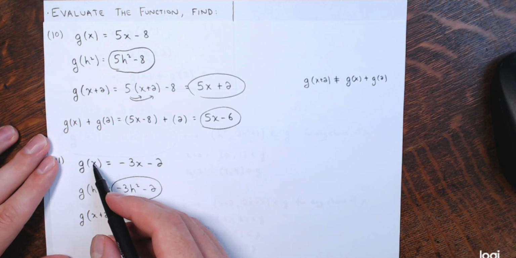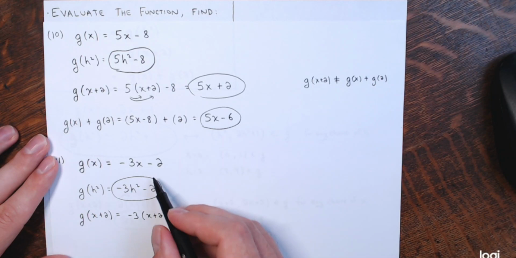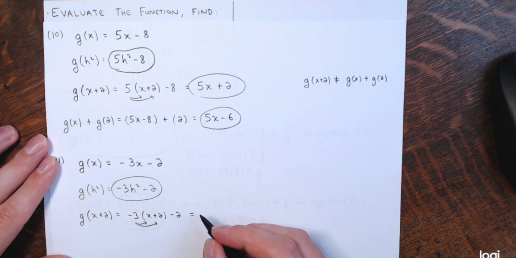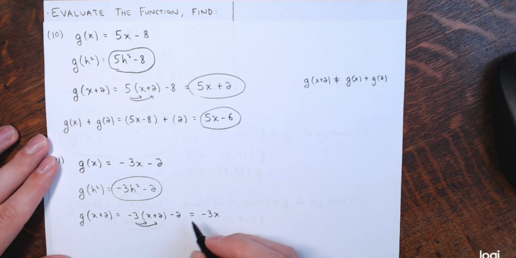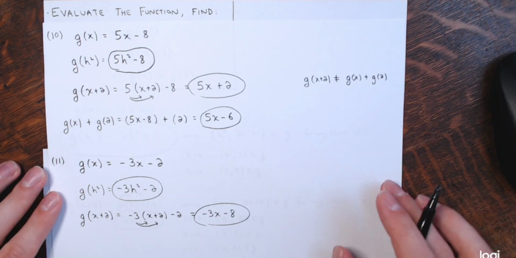So again, you just replace all the x's with x plus 2. So negative 3 times the quantity x plus 2, and then you have minus 2 after that. And we'll simplify, right? I'll distribute the negative 3 here. So we have negative 3 times x, and then we have minus 6 minus 2, which is minus 8. And that's as simple as that gets. There's the value of this function when the input is x plus 2. It would be negative 3 times whatever x is, minus 8.